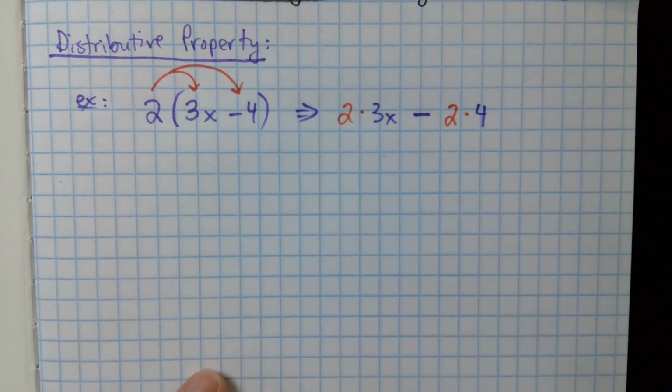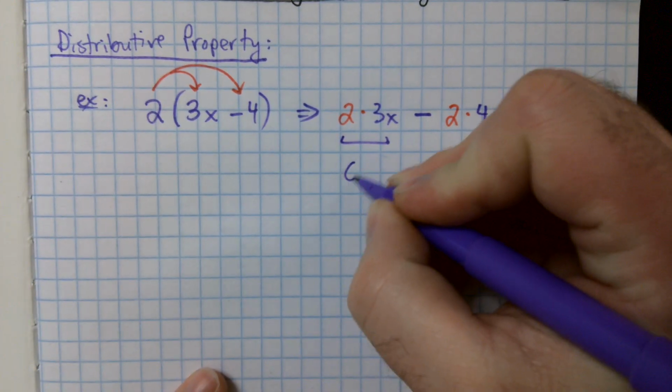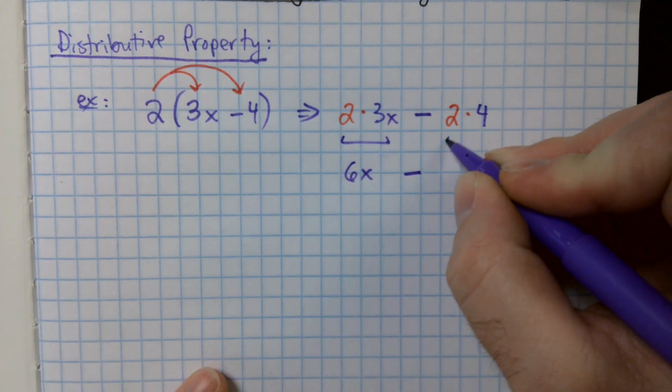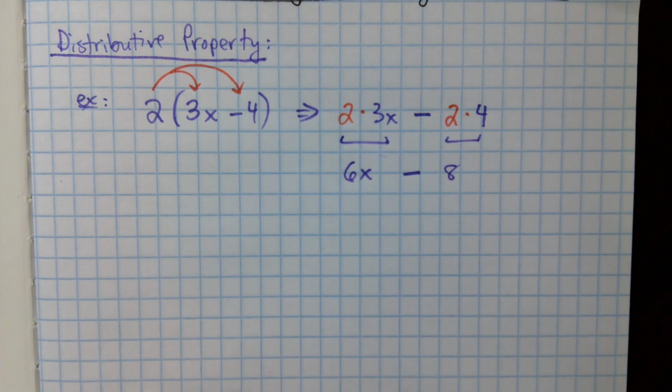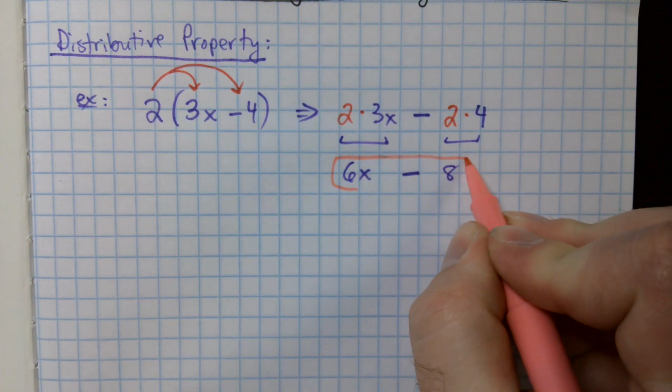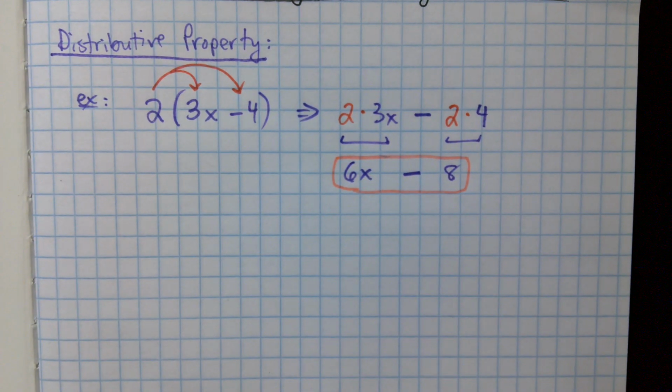What does 2 times 3x give me? 6x minus, what is 2 times 4? 8. Is there anything else I can simplify there? No. There's my answer.